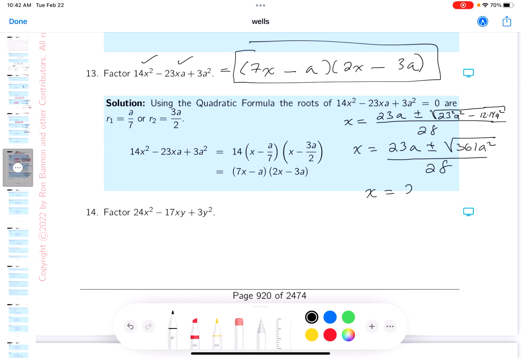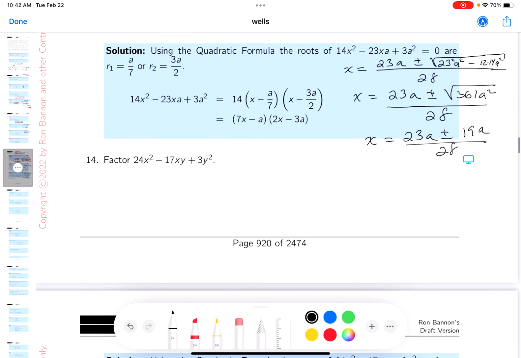It will work. You get 23a. Now, what's nice about the plus or minus thing, if a is plus or minus, I don't have to worry about that because there's a plus minus over there. What do you get? 19a over 28. And I got to do this now, and it's worked. There's no doubt about it. What do you get over there? Well, I'm going to do 23 minus 19 first. And 23 minus 19 is going to be 4a over 28, which is a over 7.